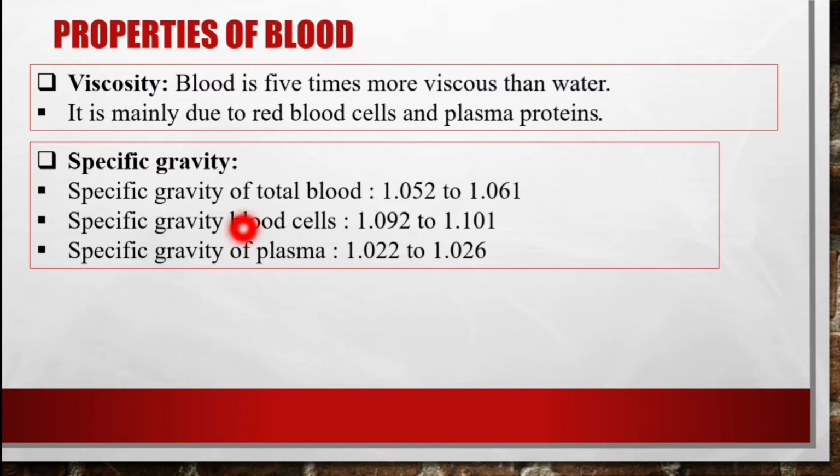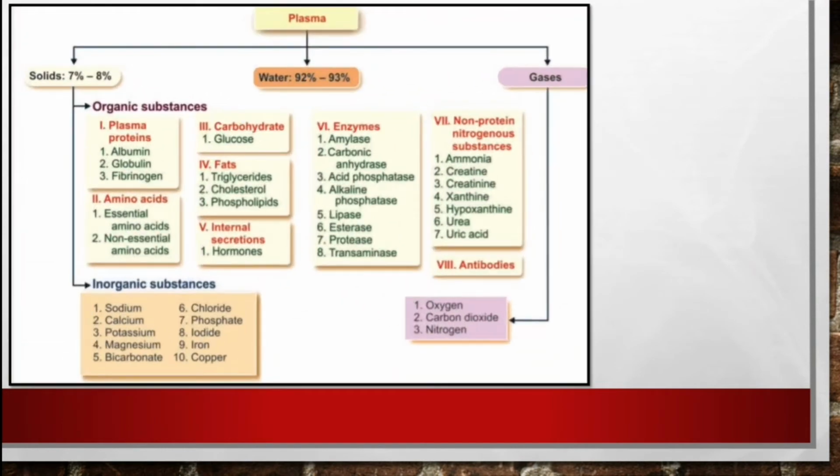The total specific gravity of blood is 1.052 to 1.061 for total blood. The specific gravity of blood cells is 1.092 to 1.101, and the specific gravity of plasma is 1.022 to 1.026. Okay, so blood has two main parts: plasma and formed elements.